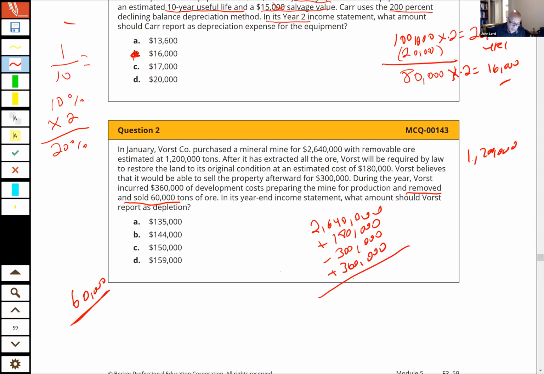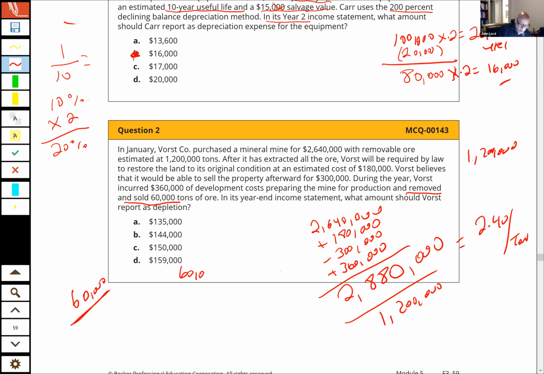So when I add everything up here, I get what? 2,880,000. Okay. I divide that by the 1,200,000. That gives me now 2.40 per ton. And so since they're asking me for the income statement and I sold 60,000 units, 2.4 times the 60,000 is going to give me what you guys got as the correct answer, 144,000.